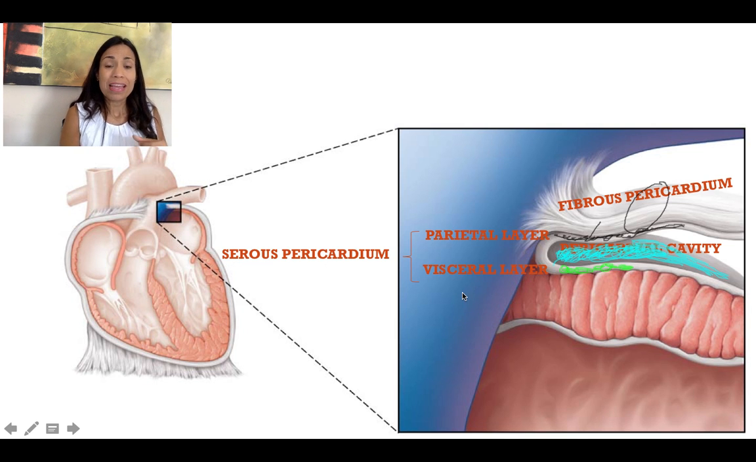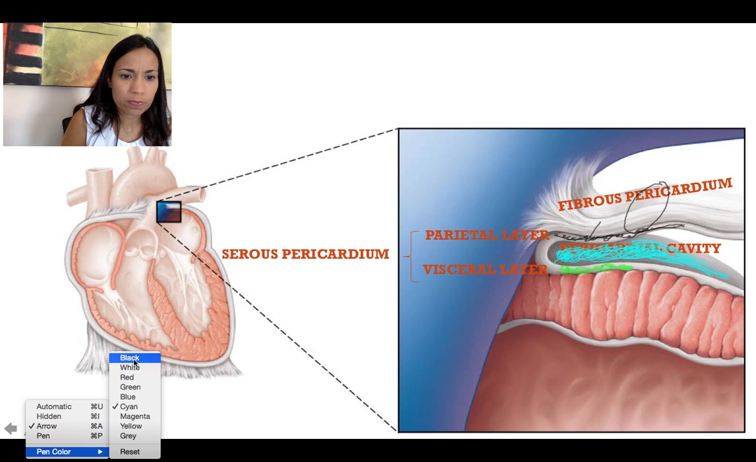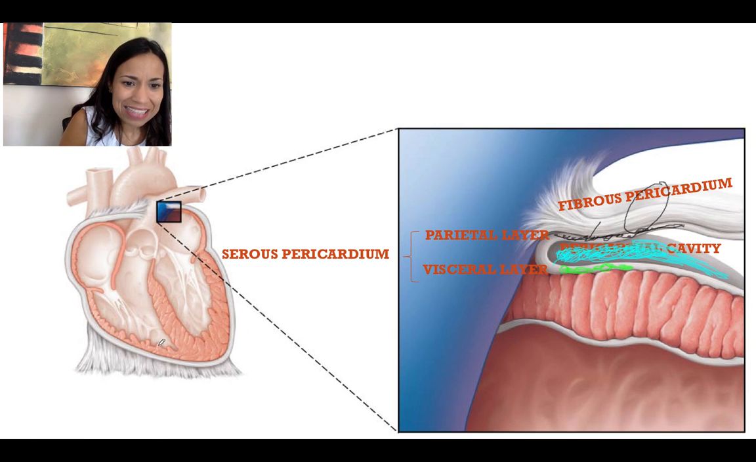Now we're going to describe the wall of the heart, which is this part. Not the covering, we already described that. Now this part. We have three layers in here.